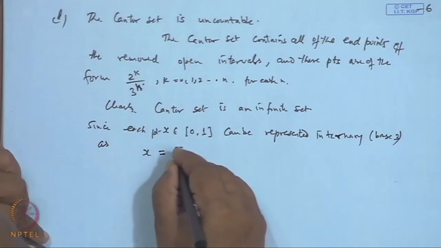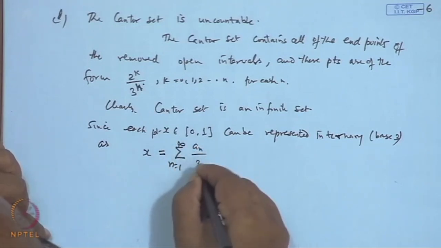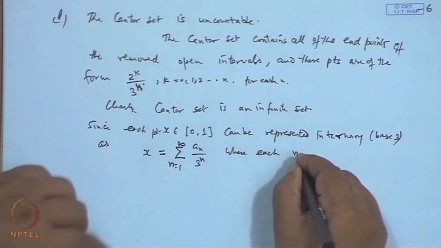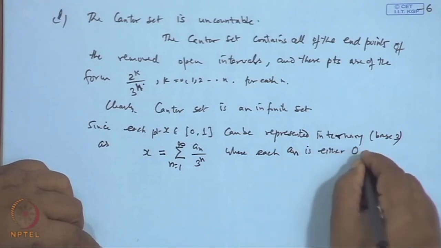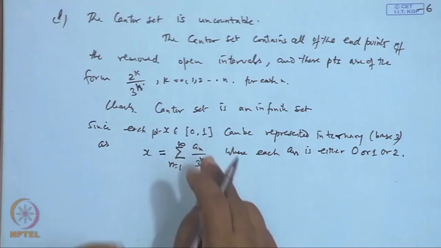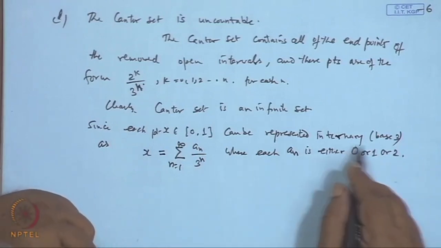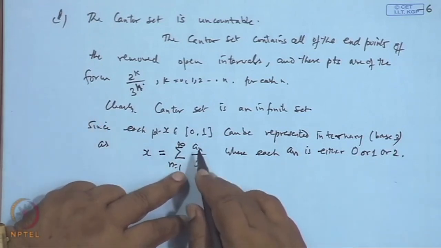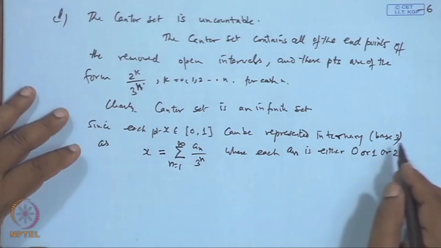Its expansion will be x equal to sigma n is 1 to infinity a n over 3 to the power n, where each a n is either 0 or 1 or 2. Any point in the closed interval 0, 1, a real number, we can express in the ternary expansion with the base 3. So, we can write this form as a 1 by 3, a 2 by 3 square, a 3 by 3 cube and so on, where a 1, a 2, a n may be 0, 1 or 2.